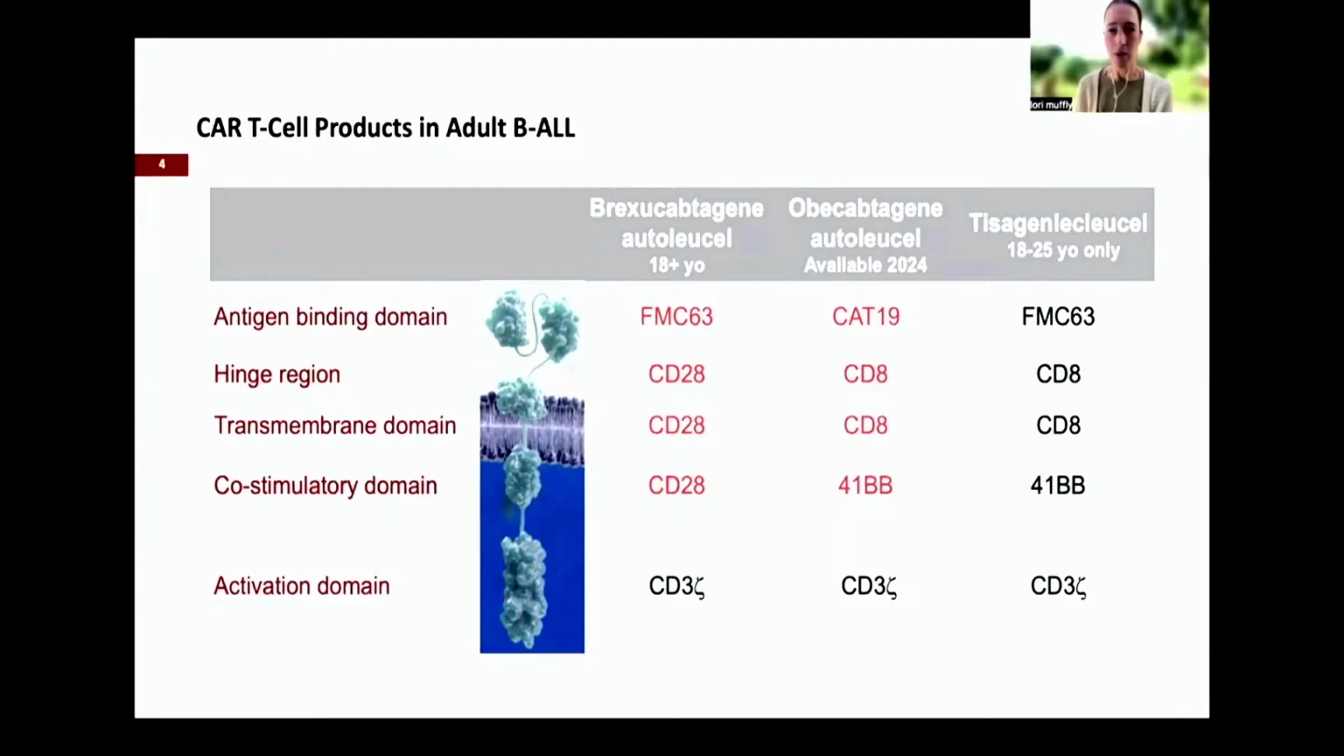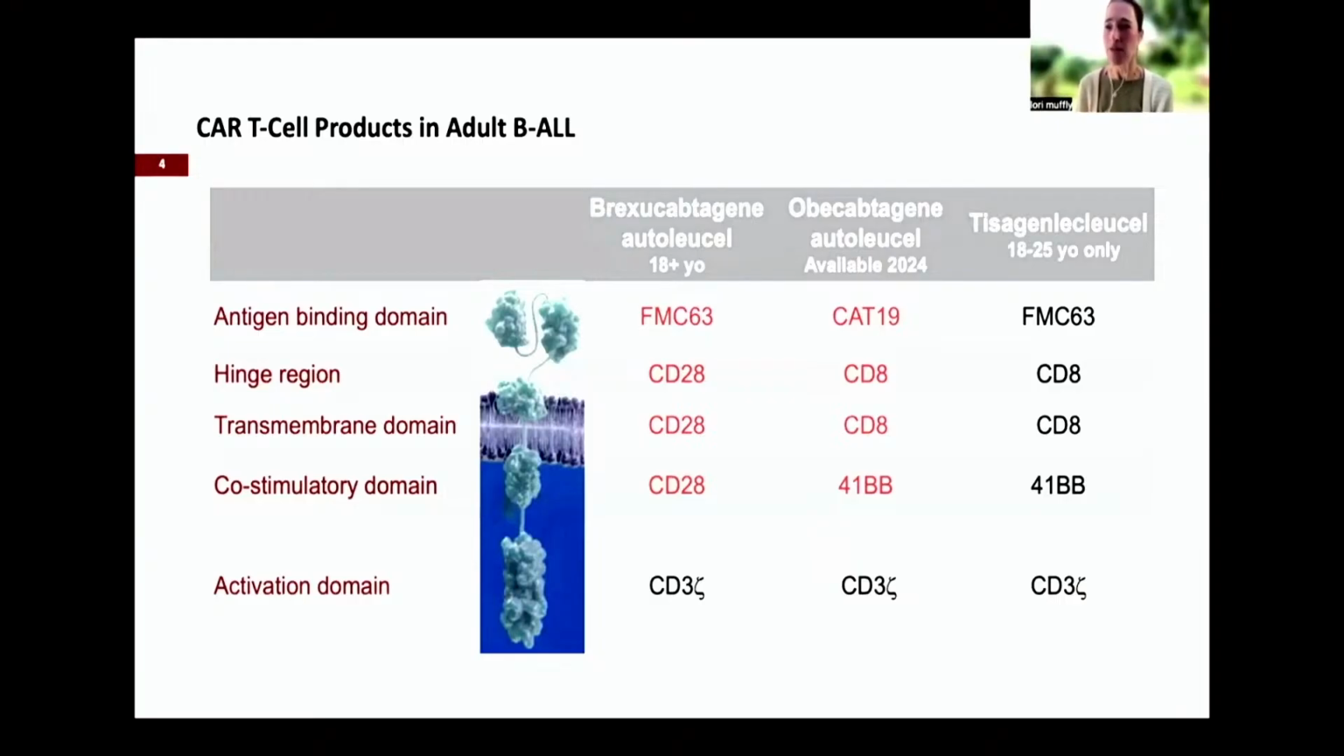Now, I think it's important to look at the characteristics of each of these CARs because they are not the same. We'll start at the bottom. The co-stimulatory domain, which is very important for CAR T-cell function and behavior, differs between these 3 products. You can see brexucabtagene autoleucel has a CD28 co-stimulatory domain, while obe-cel and tis-cel have 4-1BB co-stimulatory domains. The transmembrane domain and the hinge region also differ between the 3 products. And then importantly, the antigen binding domain differs.